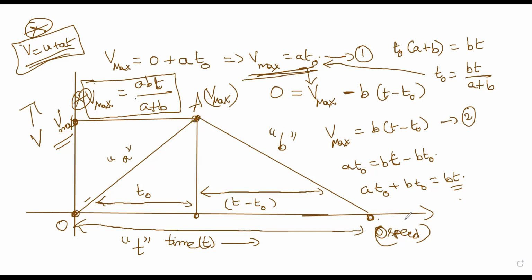Let us say this is point B. For the movement from A to B, it is decelerating at the rate of b, which means it will reach the state of rest. That means the velocity is 0 at the last instant. So V equal to U plus AT once again: 0 is equal to Vmax minus b into t minus t naught. So Vmax happens to be b into t minus t naught, and then you equate the terms like this and find t naught from here. T naught happens to be bt by a plus b. So you substitute t naught over here, and you get abt by a plus b.